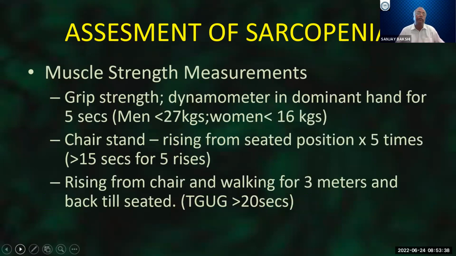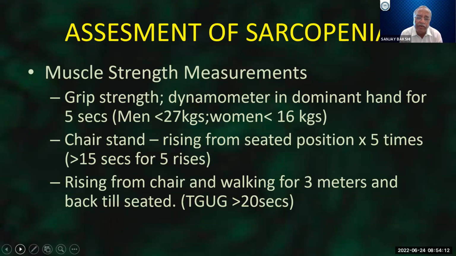Muscle strength. This is very vital. Muscle strength measurements: for almost all major abdominal surgery, we do that nowadays, and we document that. Grip strength: use a dynamometer in the dominant hand for 5 seconds. In men, it has to be less than 27 kilograms. In women, if it's less than 16 kilograms, then you've got a diagnosis of sarcopenia. Chair standing: rise from a seated position and sit down again 5 times. If it's more than 15 seconds for 5 rises, that qualifies as sarcopenia.